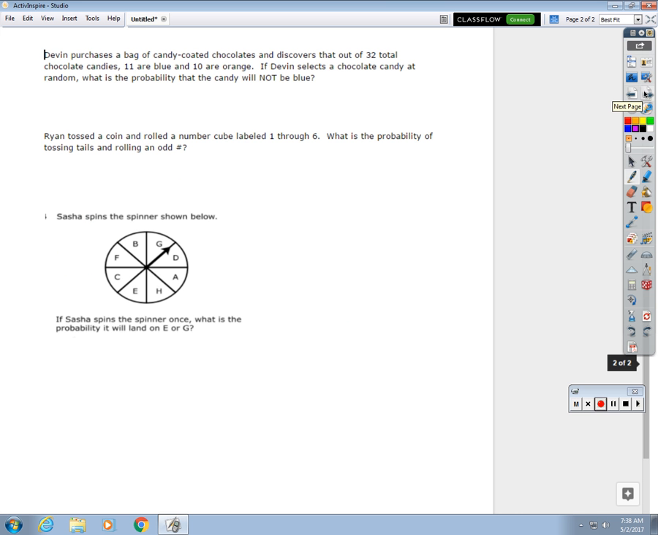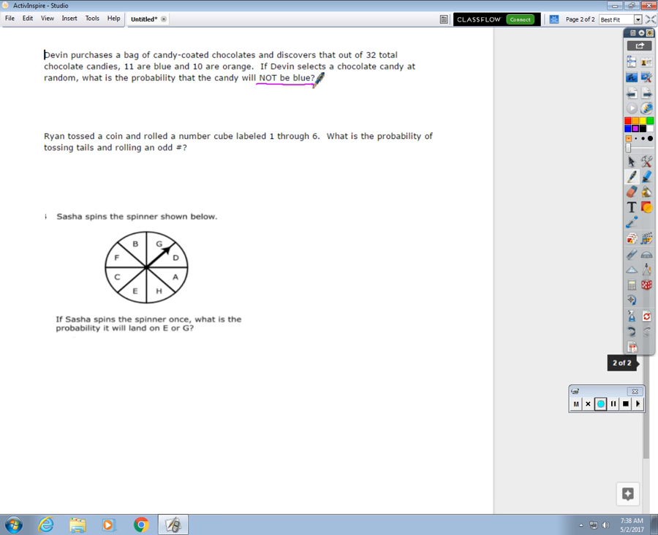On to our next example. Devin purchases a bag of candy-coated chocolates and discovers that out of 32 total chocolate candies, 11 are blue and 10 are orange. If Devin selects a chocolate candy at random, what is the probability that the candy will not be blue? So this one makes us think a little bit.